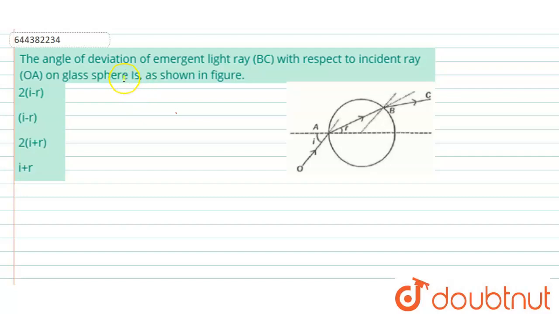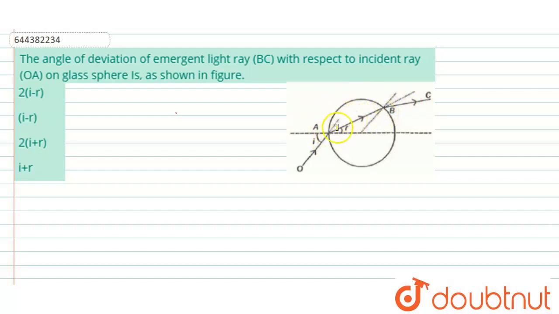Hello everyone, let us try to solve the given problem. The given problem simply states: the angle of deviation of emergent light ray BCE with respect to the incident ray OA on the glass sphere is. Now you can see that this is an incident ray and this is the final emergent ray. So we need to find the angle of deviation between the path of the incident ray and the emergent ray.